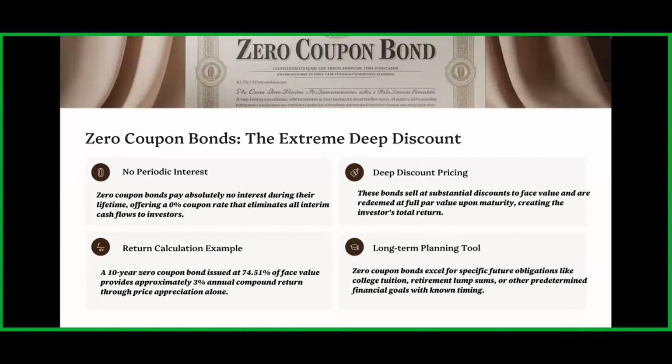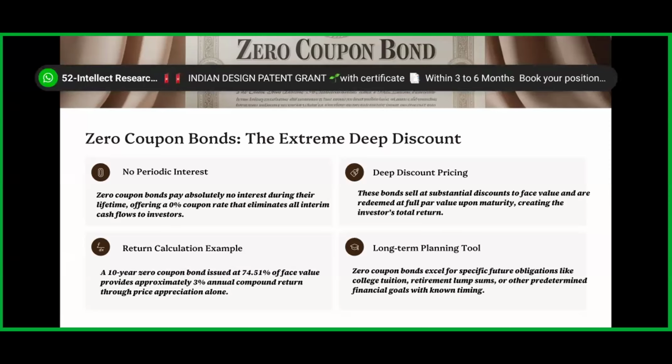Okay, so see the example carefully. That is a 10-year zero coupon bond issued at 74.51% of the face value, providing approximately 3% annual compound return through the price appreciation alone. That means the 10-year zero coupon bond is issued at 74.51% of the face value.